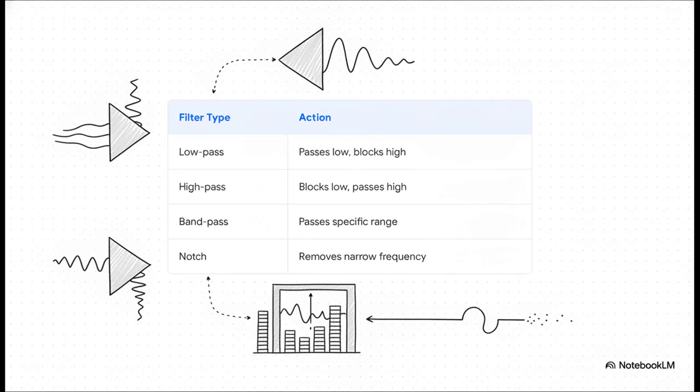It acts kind of like a bouncer at a club, only allowing a very specific range of frequencies to pass, and blocking everything else above and below that desired range. And finally, the notch filter. This one is incredibly precise. Its whole job is to remove one very narrow, specific frequency.